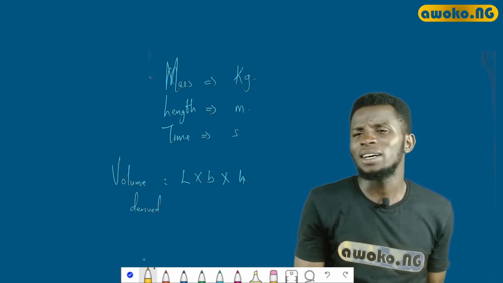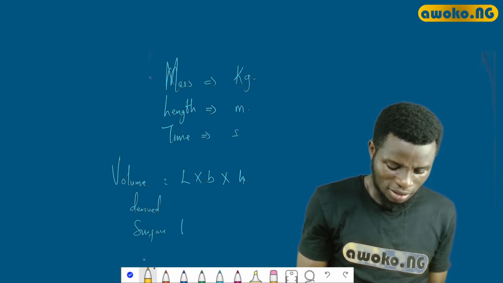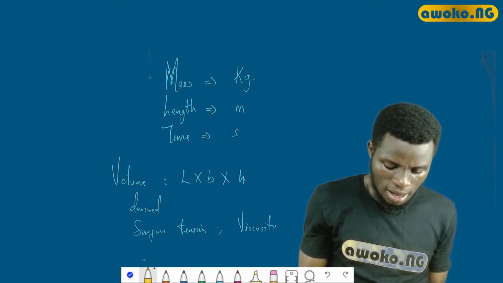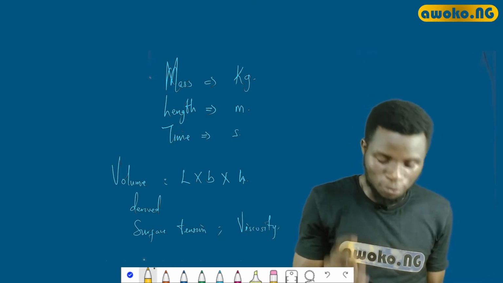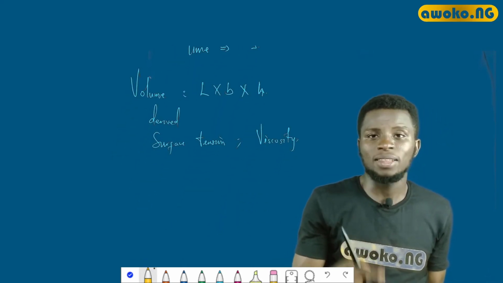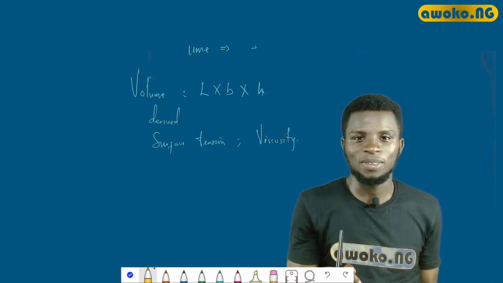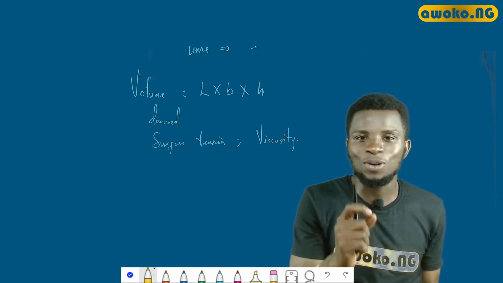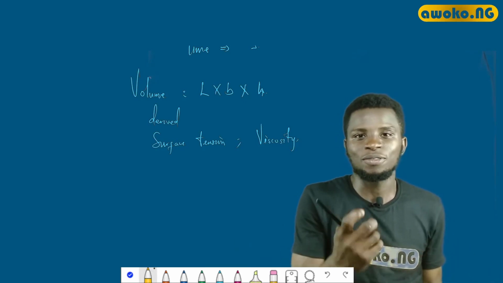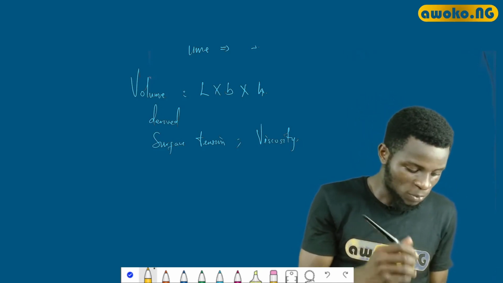You can think of other derived quantities. We have surface tension, we have viscosity, and so on and so forth. So these are derived quantities, and I'm sure you know why they are called derived quantities. Of course, it is because they cannot stand on their own. Do you understand? They can't stand on their own and be called a quantity. Their units are formed from the combination of the fundamental quantities.